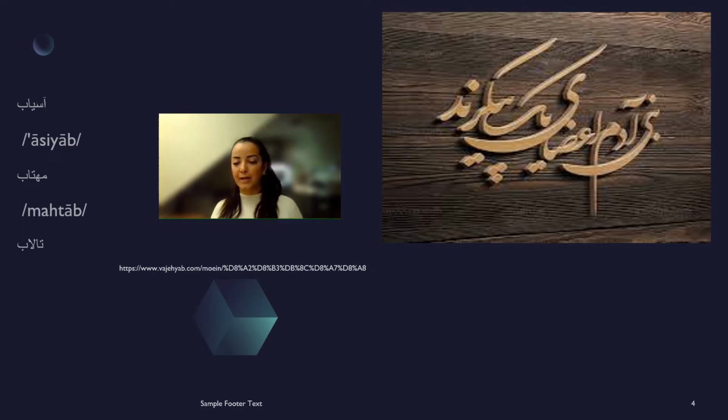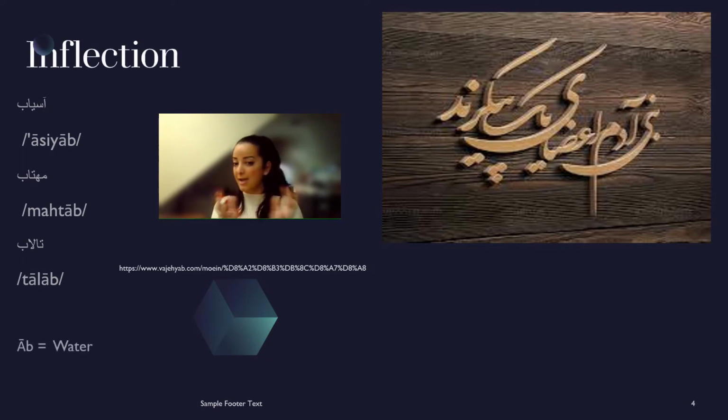Like Mahtab, which means the full moon. So we have Mah, which is moon, and then Ab, which is water, and put together, you have Mahtab, which is full moon.